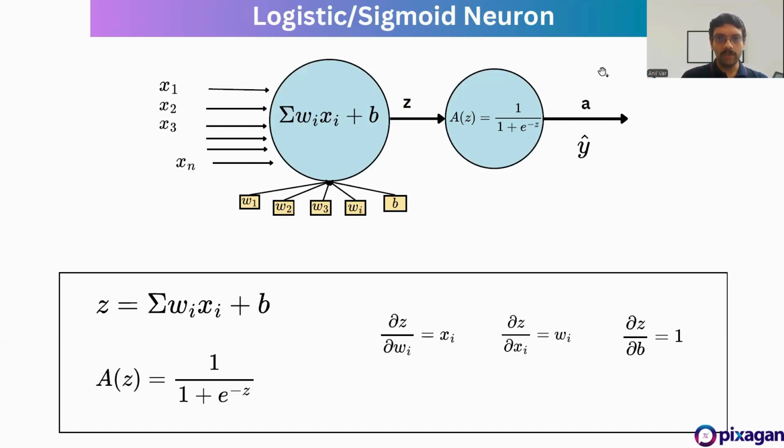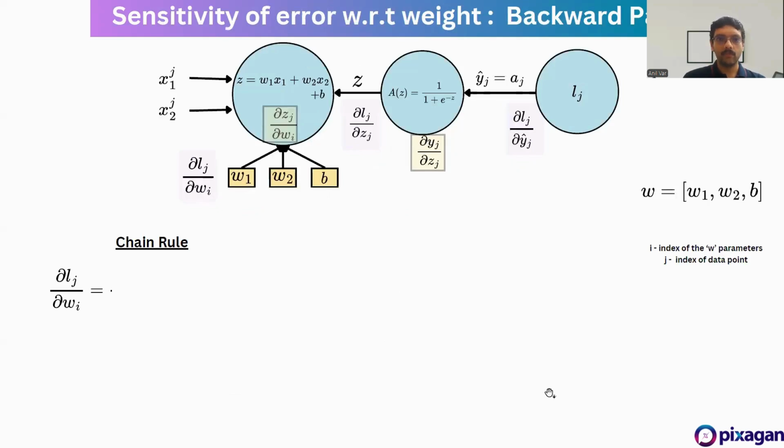So we've got this sigmoid logistic neuron. The loss function is the cross-entropy, and the activation function is the sigmoid. For the linear part, we've already derived this in the previous session with the single neuron for regression. So we know the derivative of z with respect to wi is xi, the derivative of z with respect to xi is the corresponding wi, and the derivative of z with respect to b is 1. So we use the chain rule. We want the derivative of the loss with respect to the three parameters.